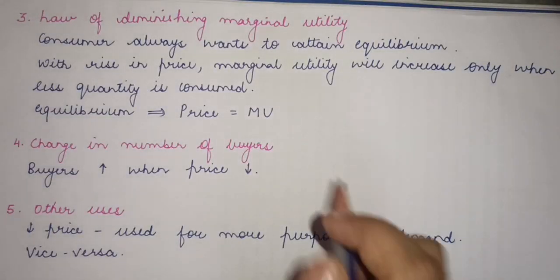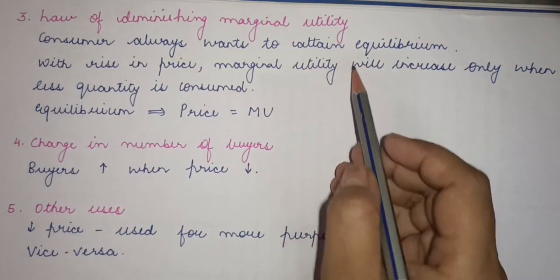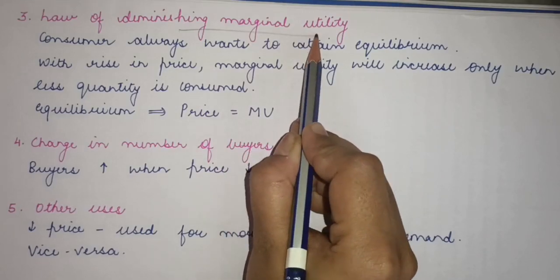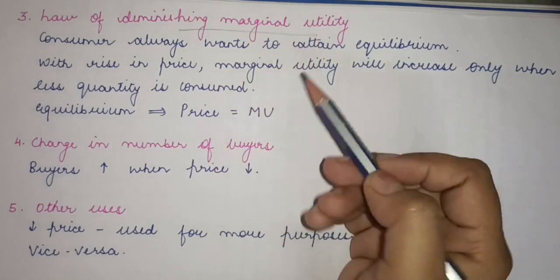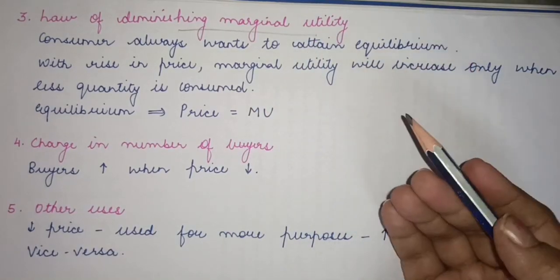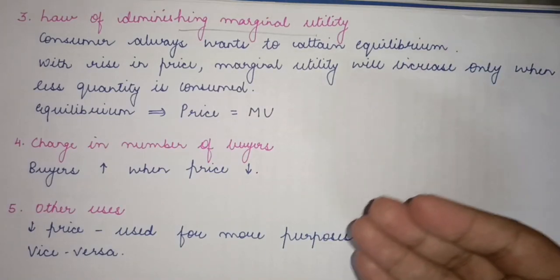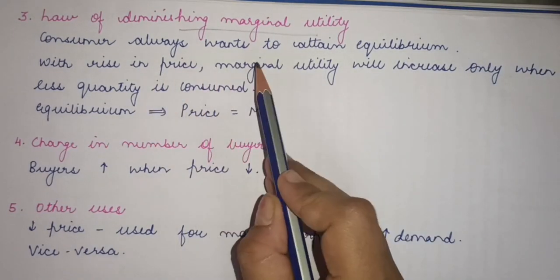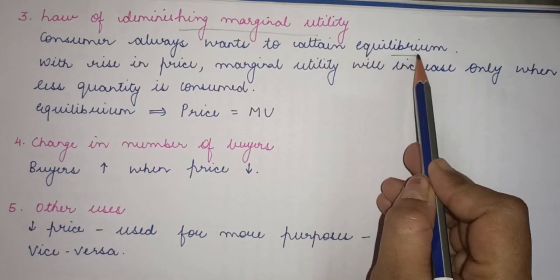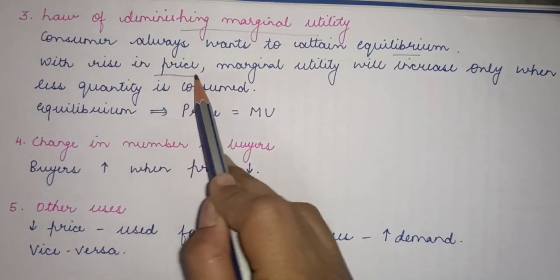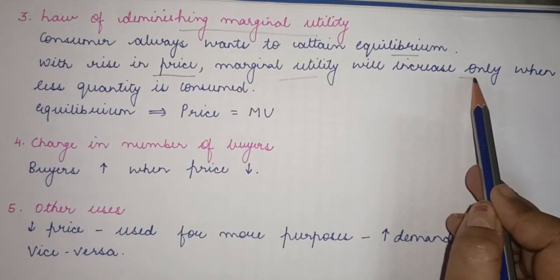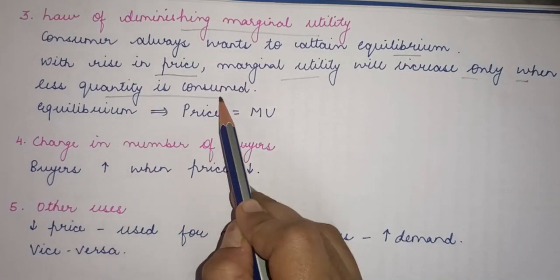There's another reason behind the working of the law of demand, which is the law of diminishing marginal utility, which means that when we consume more and more of a commodity, the utility derived from every additional unit that we consume goes on reducing. The consumer always wants to attain equilibrium, that you all know. So with a rise in prices, marginal utility will increase only when less quantity is consumed.